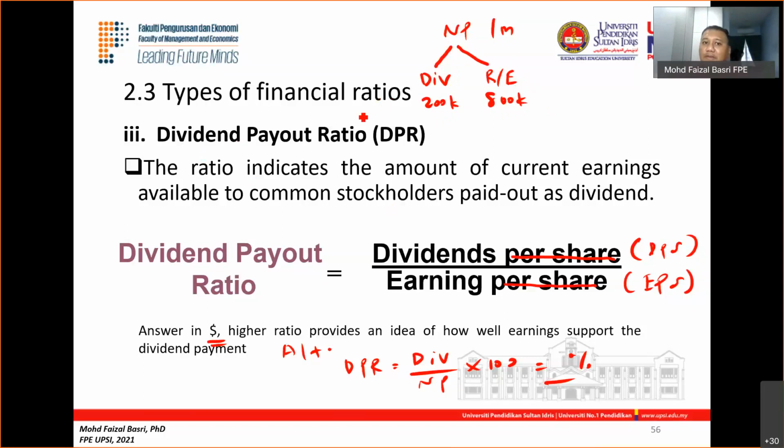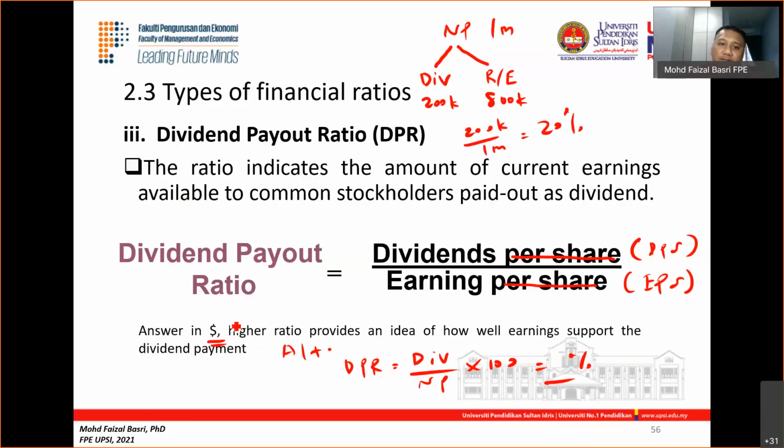So based on these transactions, we can calculate the dividend payout ratio. Meaning, out of this 1 million, how many percent will be given in the form of dividend. So if we look at this, 200,000 dividend divided by net profit of 1 million, you get 20%. So 20% of net profit will be paid out as dividend. That's what is meant by dividend payout ratio, as simple as that. Out of the total net profit that they earn, how many percent will they actually pay in the form of dividend.